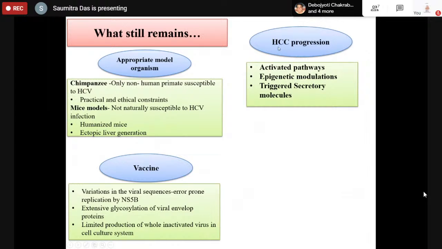And as I told you, hepatocellular carcinoma, particularly hepatitis C virus-induced carcinoma, what pathways are involved?